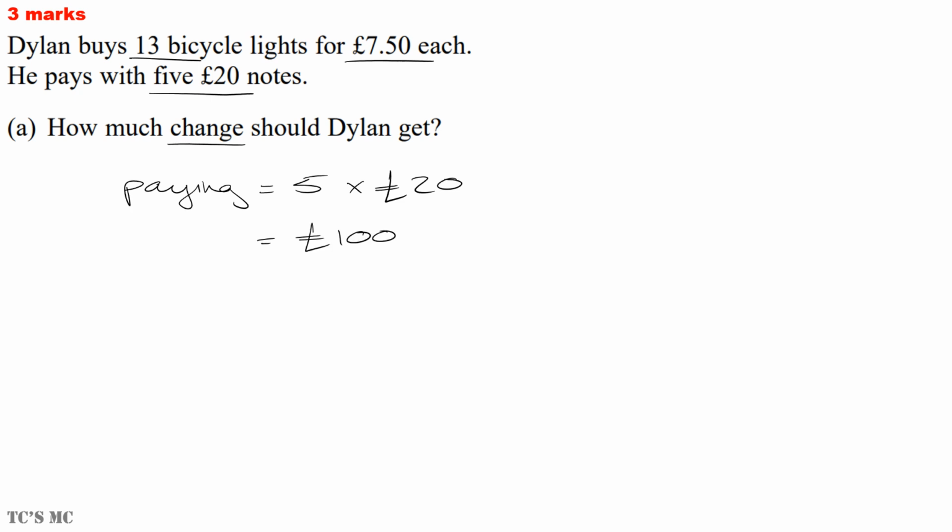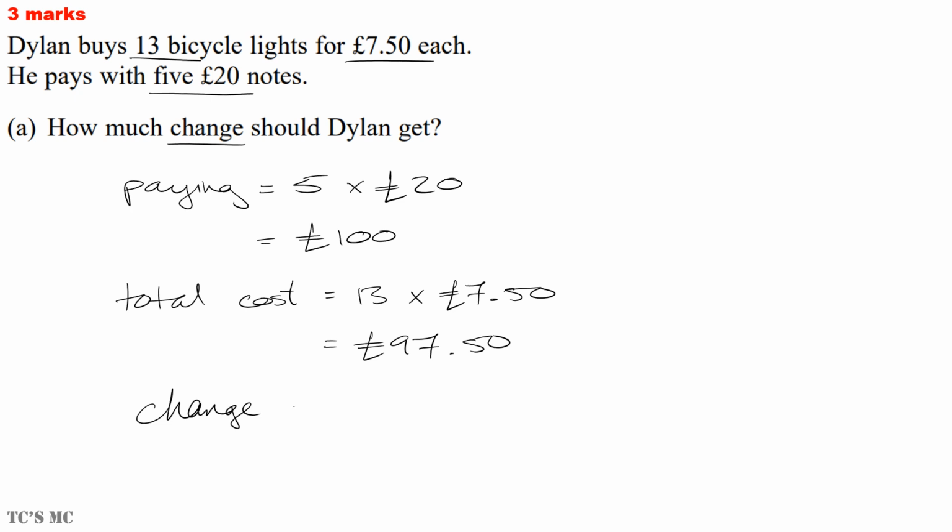Then we need to know how much his total cost is. He's buying 13 lights, so 13 multiplied by £7.50. That gets us £97.50. For having either one of these lines, we would get 1 mark. Now we can work out the change. So we will do £100, subtract £97.50, and that's our 2nd mark. And then for getting £2.50, we would get our 3rd mark.